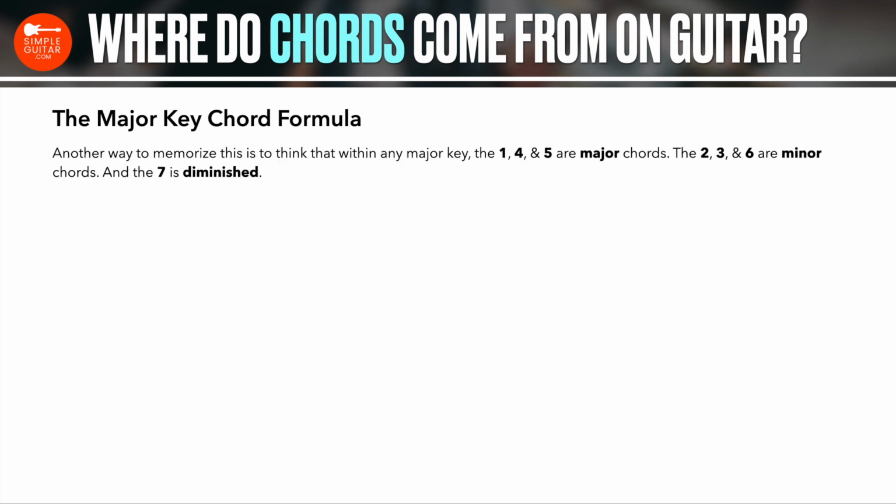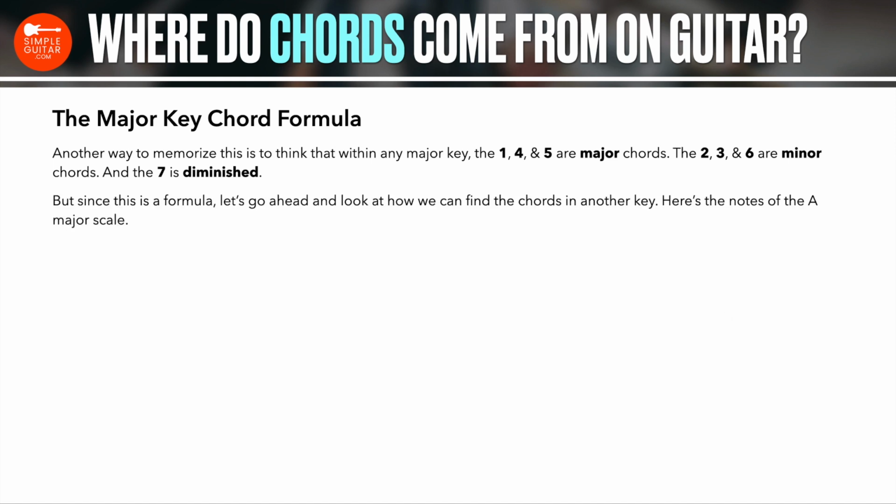Another way to memorize this is to think that within any major key, the 1, 4, and 5 are major chords. The 2, 3, and 6 are minor chords, and the 7 is diminished. Sometimes it helps people to think of it in those 3 different groups. 1, 4, and 5 are major, 2, 3, and 6 are minor, and then the 7 is diminished.